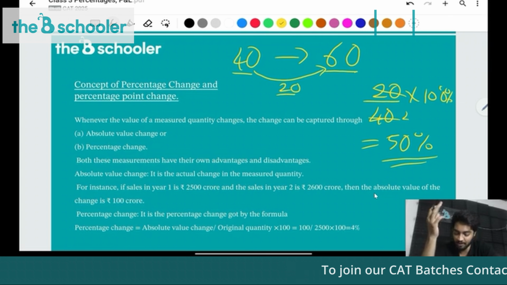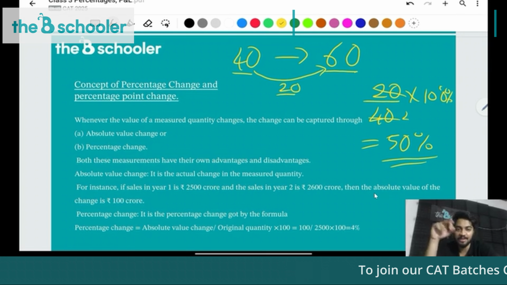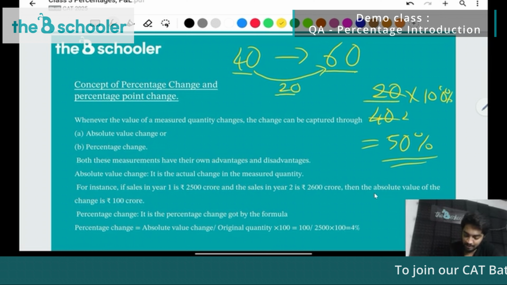Okay, what you do in that case, you take the change, the increase or decrease. In this case, there is an increase of 20 rupees. 20 divided by original, what is the start price? 40. 40 into 100 percentage. Clear? You say that the stock price increased by 50 percentage.